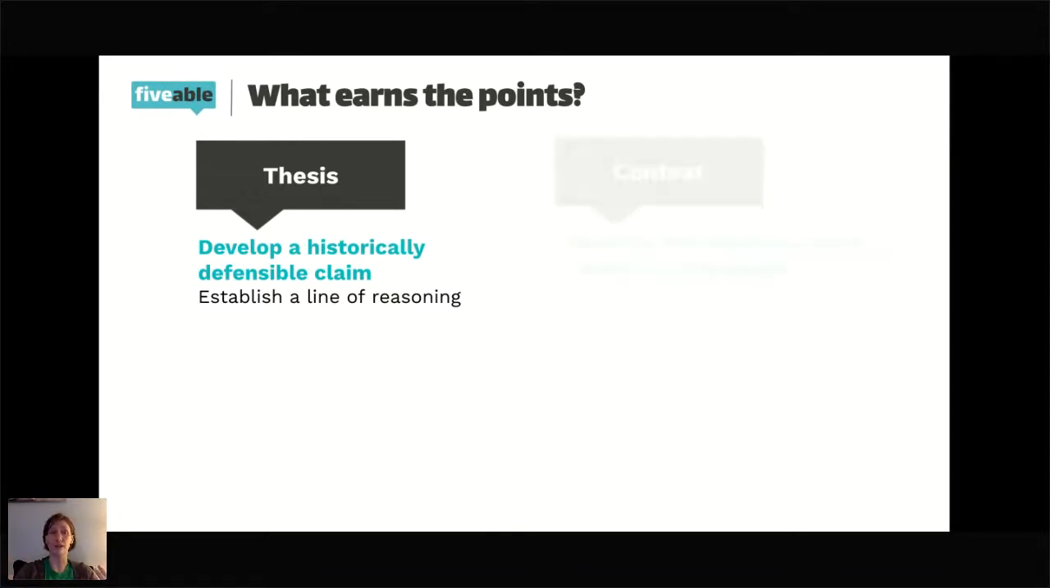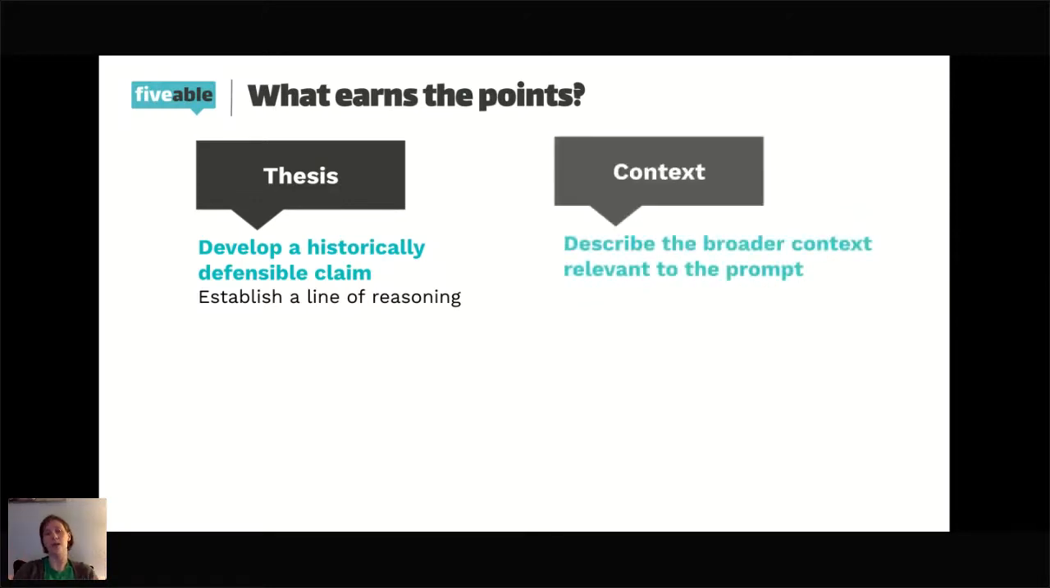The second category of points that you can earn on the DBQ is for contextualization. And it's describing the broader context that's relevant to the prompt. Amanda, our Fiveable founder, actually has a really great metaphor for thinking about context. Context is that little teaser right before an episode of a TV show where they say previously on, and they give you what else has been happening. And sometimes the previously on relates directly to the specific events of the episode. It's more causation. But a lot of times it's just like, who are the characters? What are their relationships? How does that all work together?